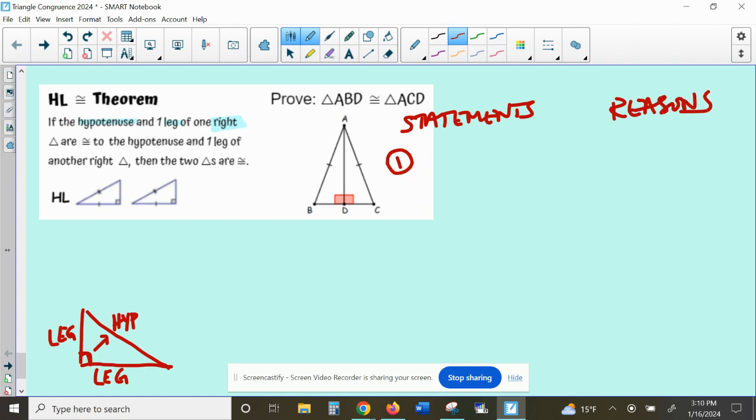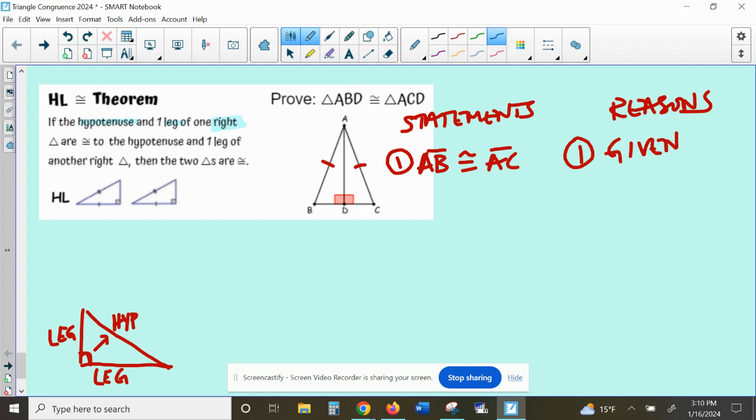Okay, let's state the obvious here. We do have some markings. I'm going to say this red side is congruent to this red side. So that is from A to B is congruent to from A to C, and that is given because it's marked in our picture.